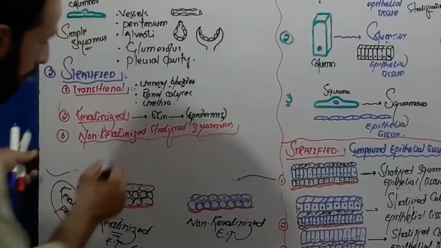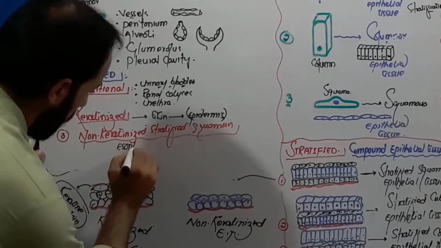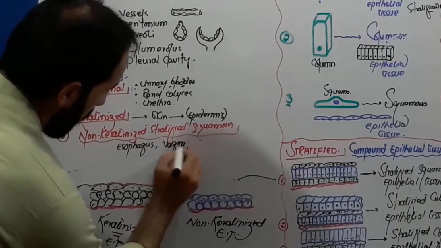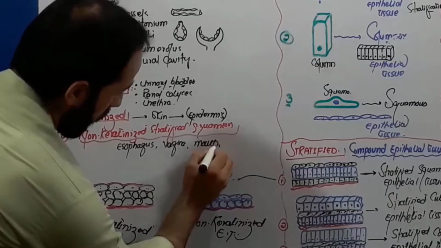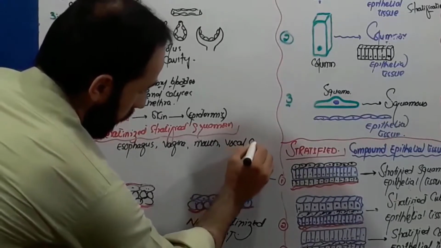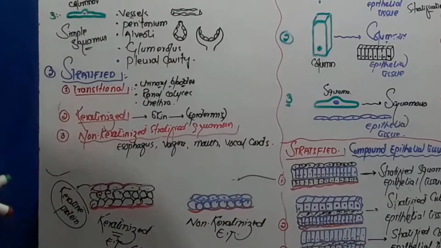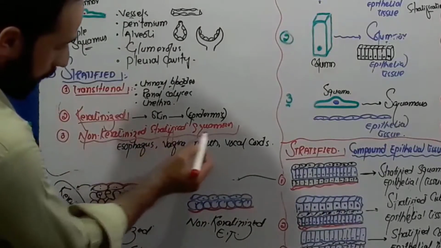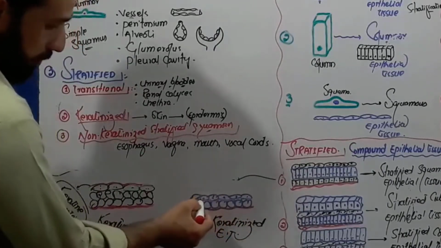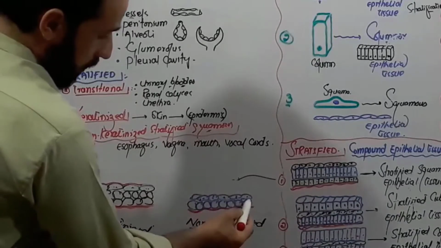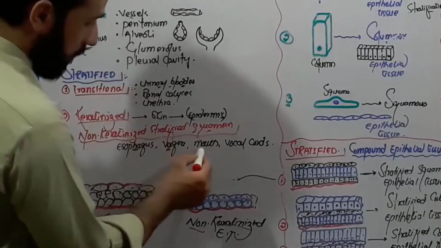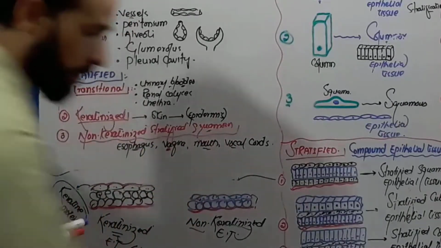They are mostly found in the esophagus, right? And then they are present in the vagina, right? They are present in the mouth, in the mucous membranes of the mouth, and then they are also present in the vocal cords, right? So non-keratinized stratified squamous, like this. They are stratified, but the superficial layer is squamous, so we call them non-keratinized stratified squamous epithelial tissues. They are present in your esophagus, vagina, mouth, and vocal cords. They are also present there.